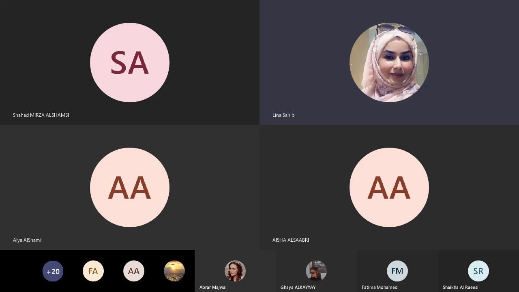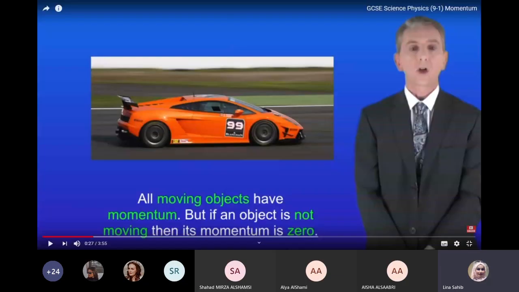As you see here from this video, there is a racing car with an orange color. A car is an object that has a specific mass. This car is supposed to be in motion. If we need to talk about momentum, momentum is related to motion. When the object is moving, it has a specific velocity, and any object has a specific and constant mass. So momentum contains mass and velocity.